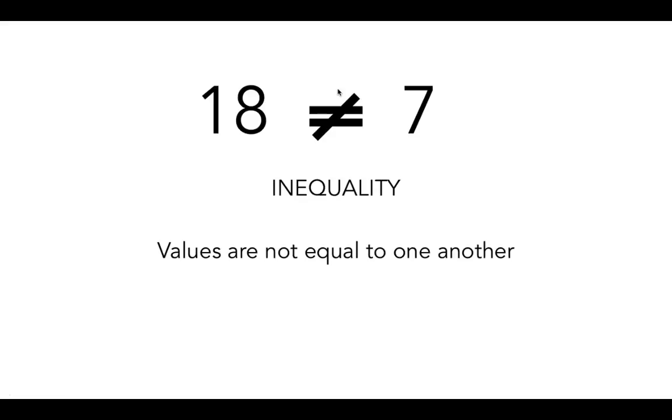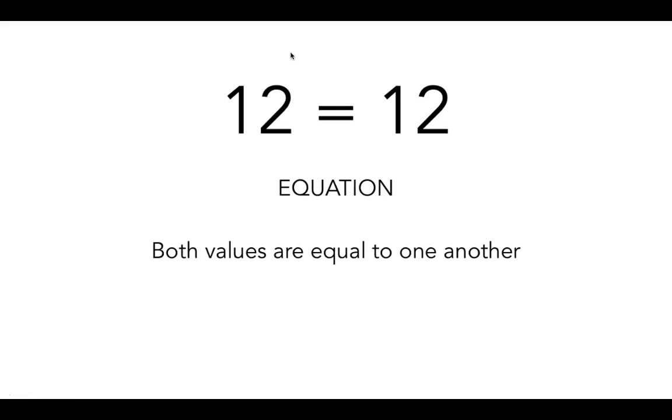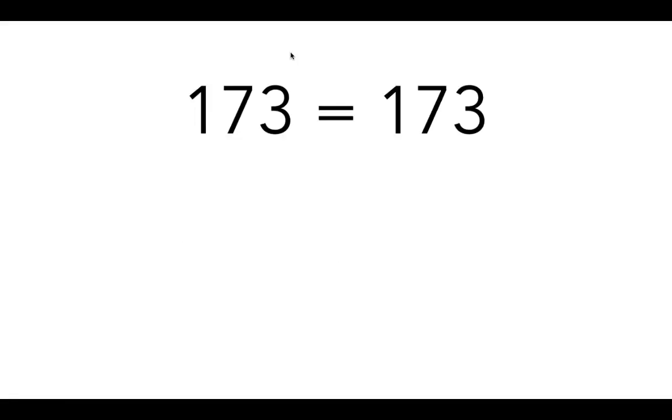Continuing, 18 does not equal 7. What is it? Well, it's an inequality because the values are not equal to one another. It uses the does not equal sign and doesn't use the equal sign. 12 equals 12 is an equation because both values are equal to one another. It uses the equal sign.